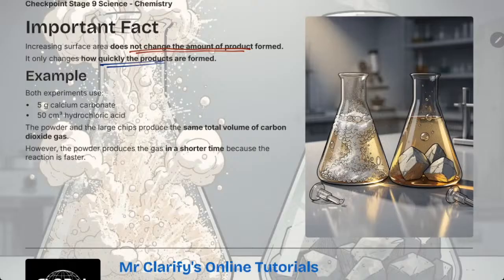So when we are changing the surface area, we are only making the reaction happen faster. But still, the same amount will be produced, but faster. Are we together?